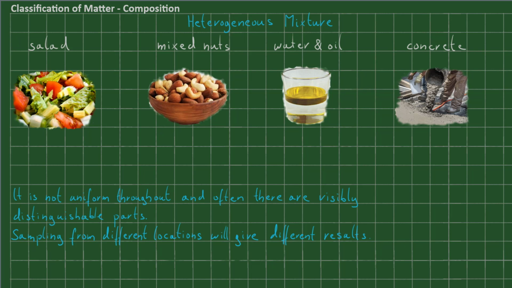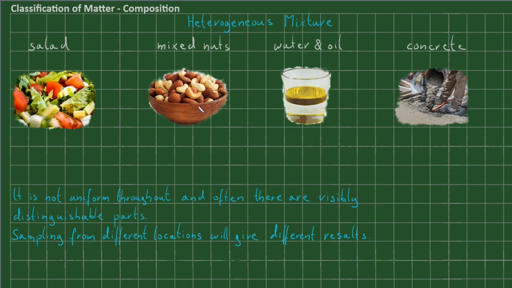So here we have a few examples. Salad, mixed nuts, a glass containing water and oil, and concrete. So a heterogeneous mixture is not uniform throughout, and often there are visibly distinguishable parts. For example, if I mix water and oil, two layers will quickly form. The oil will float above.